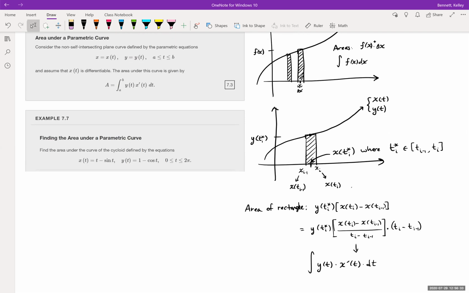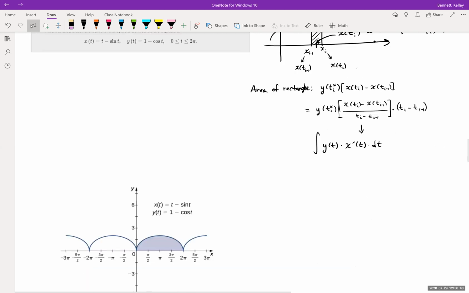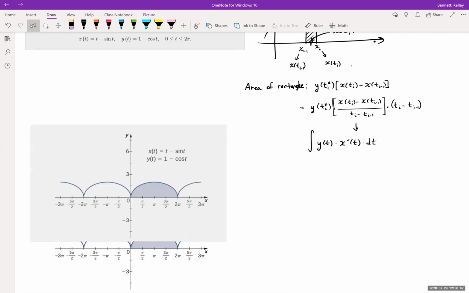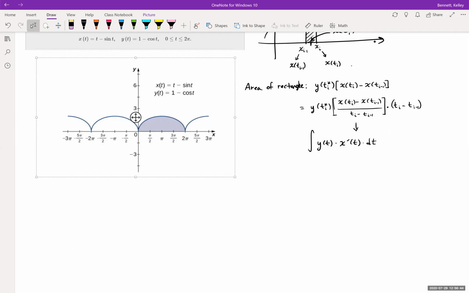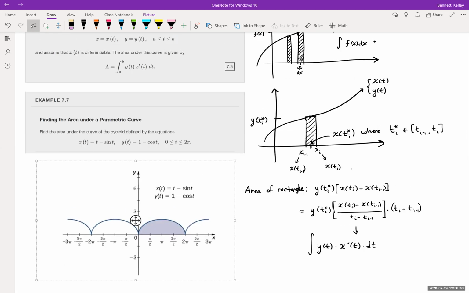Find the area under the curve of the cycloid defined by the equations. So this is what they look like. I just want to find the area of the shaded region.